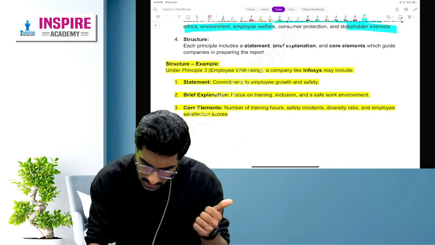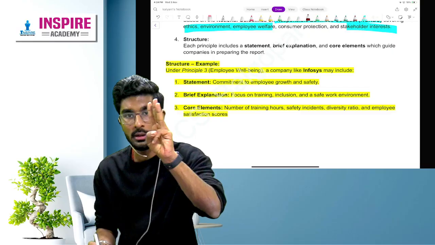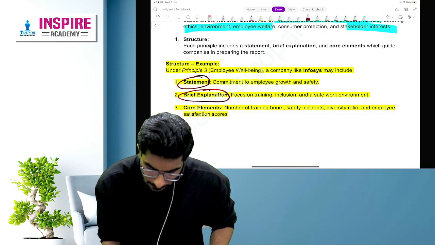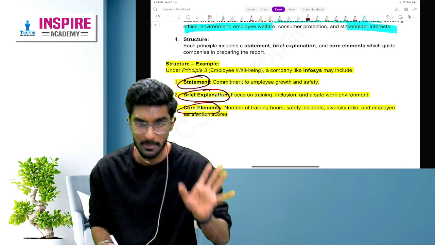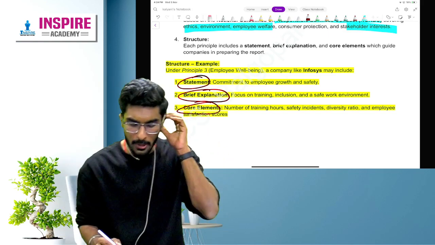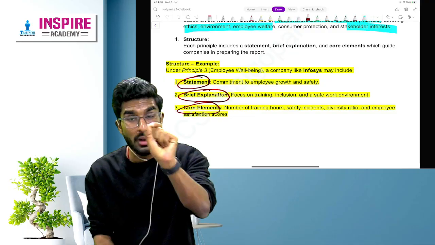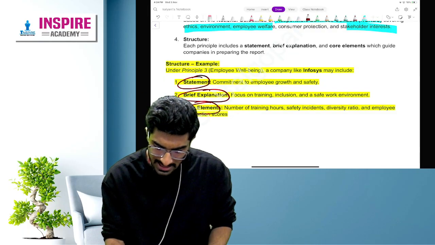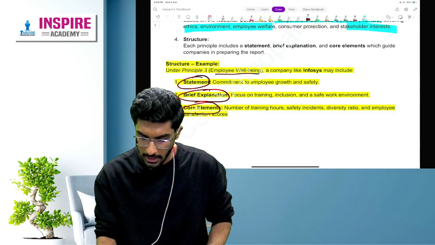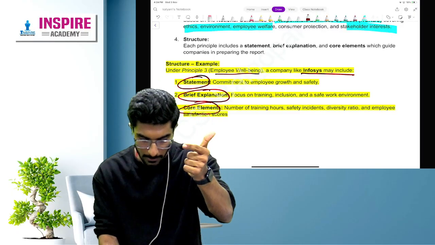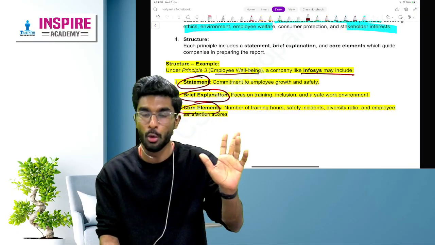So 9 principles. Every principle has got 3 parts. Number 1 is statement. Number 2 is brief explanation. Number 3 is core elements. Okay, we're going to look at it. Number 1 is the statement. What is a statement? Before that, we're going to understand what this principle is all about. The principle is people, employee well-being. A company like Infosys may include 3 aspects: statement, brief explanation, and number 3 is core elements.